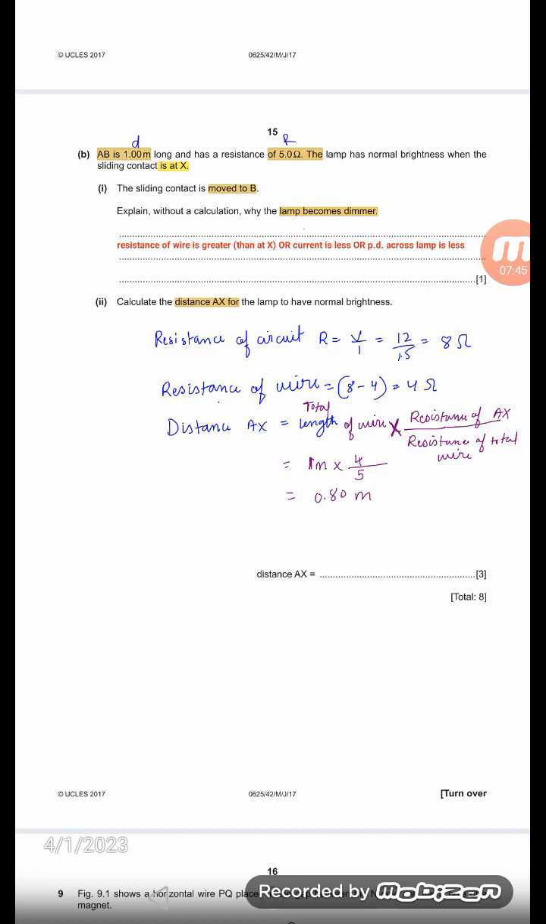Now, the distance formula, learn this one. Total length of the wire multiplied by the resistance of AX, because you are finding AX. The one you are finding, you keep it on top, divided by the total resistance of the total wire. The resistance of the total wire is 5, given there. You can see AB is 1 meter with this resistance, and the resistance of AX is 4, and the total length is 1 meter. So what is the distance of AX? It is 0.80 meter.